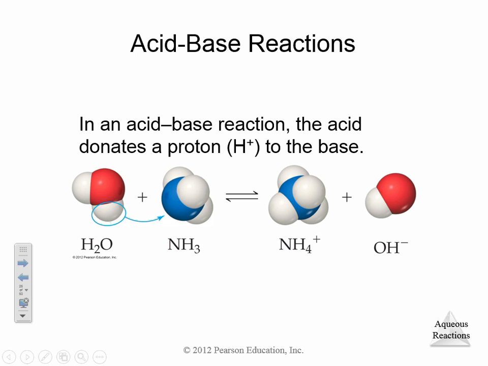So in an acid-base reaction, the acid is donating a proton. So in this example, water is the acid. It's donating a proton. NH3 is the base because it is the acceptor.